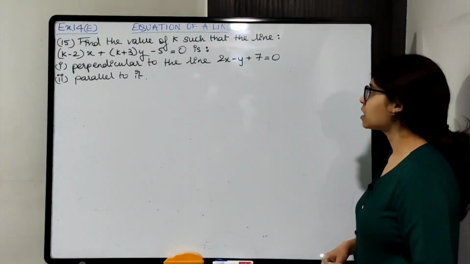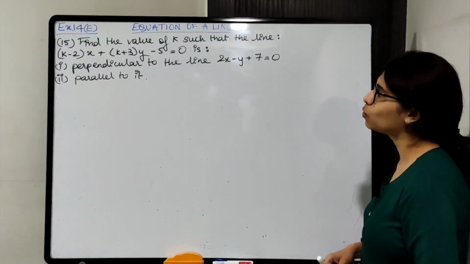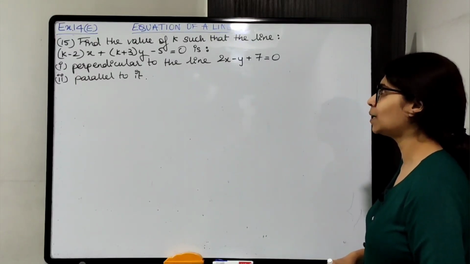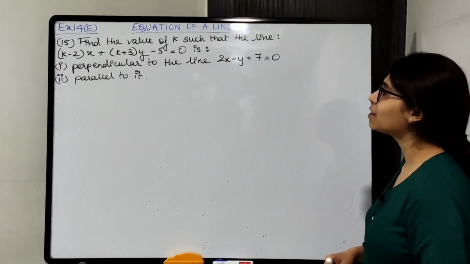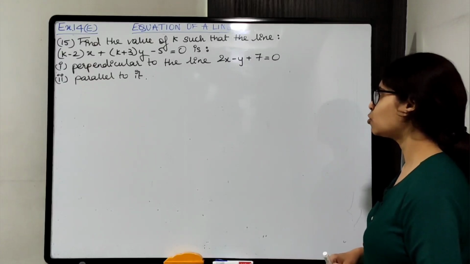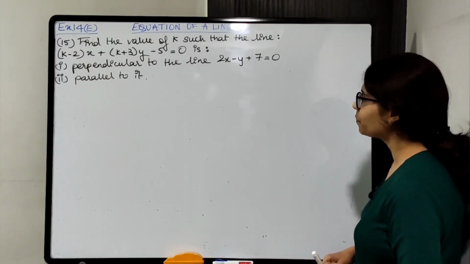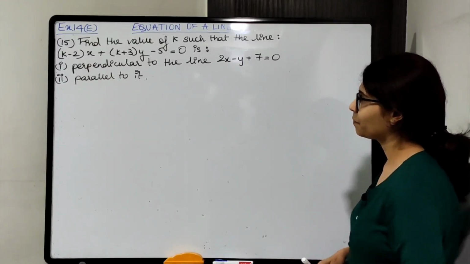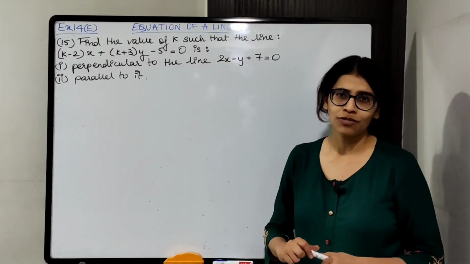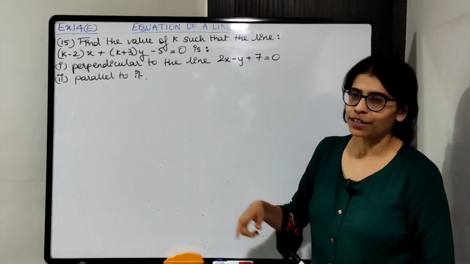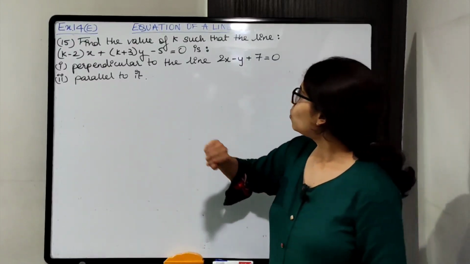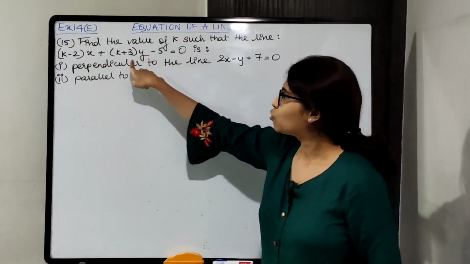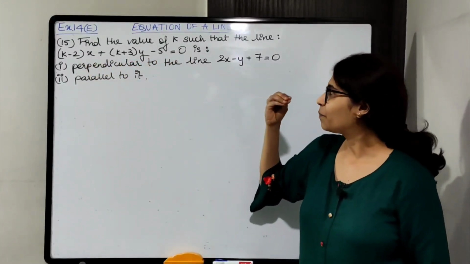Find the value of k such that the line (k minus 2) the whole x plus (k plus 3) the whole y minus 5 equals 0 is, first part, perpendicular to the line 2x minus y plus 7 equal to 0, second part, parallel to it. Again it's a very easy question. We have to find out the value of k. So there is a line whose equation is given in terms of k.